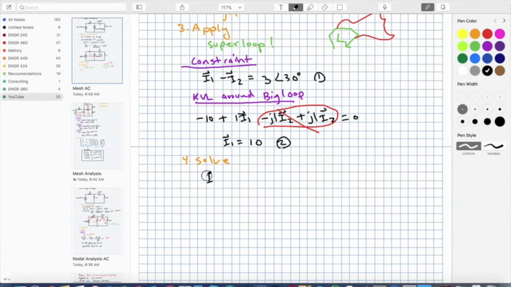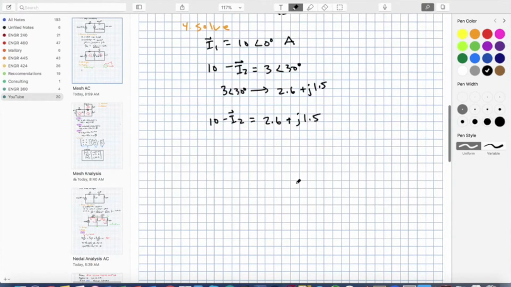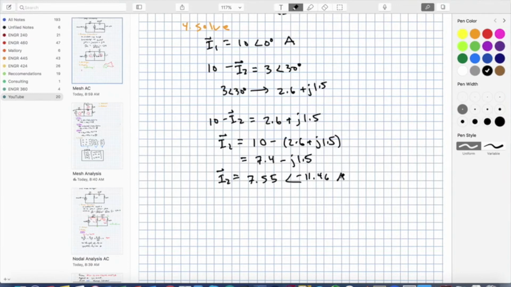Step 4 is to solve. I know immediately from equation 2 that I1 is equal to 10 angle 0 degrees amps. Plugging this value into equation 1, I get 10 minus I2 is equal to 3 angle 30 degrees. Converting 3 angle 30 degrees to rectangular form, I get 2.6 plus j1.5. That makes this expression 10 minus I2 is equal to 2.6 plus j1.5. Solving this in rectangular form, I get 7.4 minus j1.5, or in polar form, I get 7.55 angle negative 11.46 degrees amps. Finally, we come to step 5, which is the time transform.